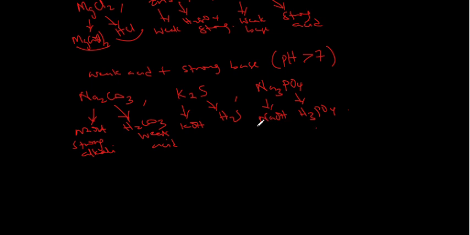acid. Okay, so strong base, weak acid, and all of these, their pH is greater than 7 because they are coming from a strong base but a weak acid. So they have basic property. I hope that makes a lot of sense.